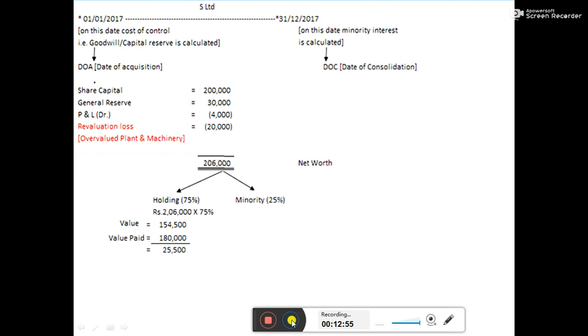So after calculating this, we have to calculate minority interest. But before calculating minority interest, there is an adjustment of debentures. We will see that adjustment now.